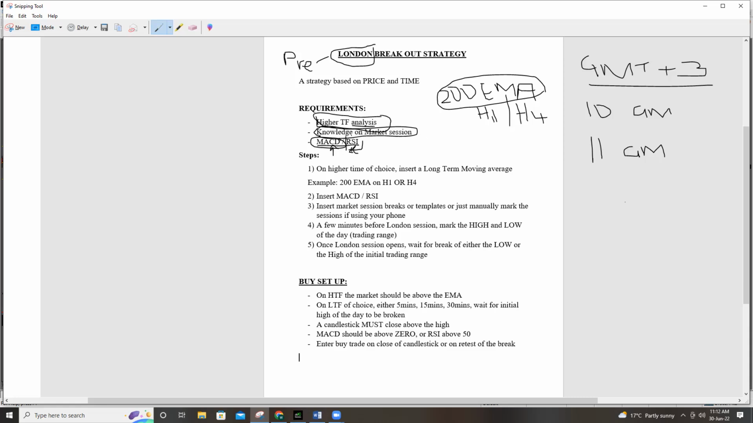So you can pick either of them. And you can also pick other oscillators. You don't have to deal with MACD or RSI. You can use other oscillators of your choice. They basically work the same way.